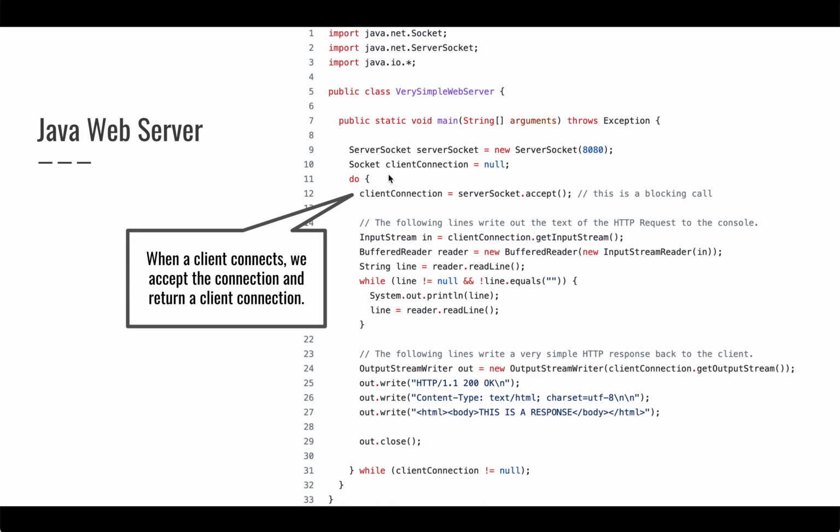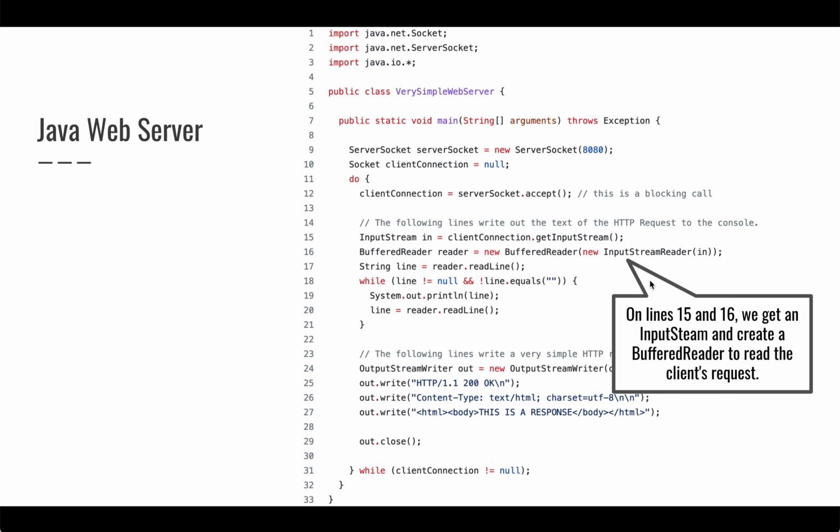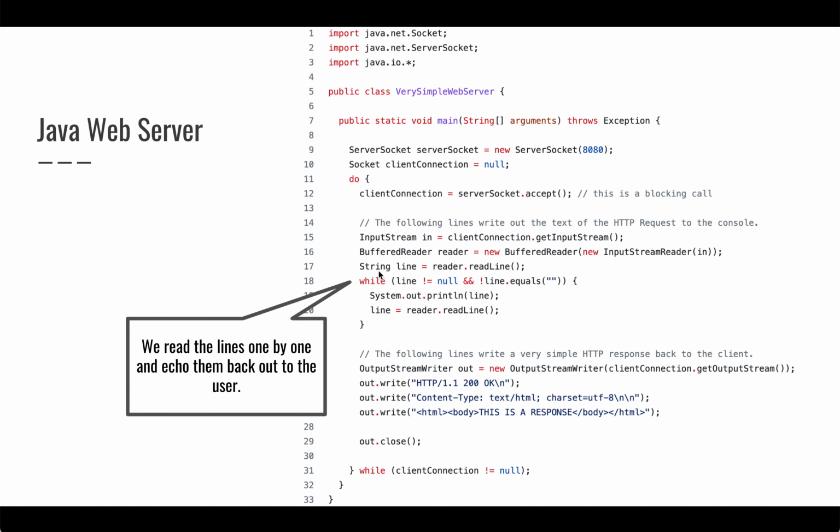The next thing we do is use a do while loop, and every time someone connects, we're going to service that connection. When the client connects, we accept the connection and get the client connection. And then from there, we get an input stream and create a buffered reader so that we can read that request line by line. So we retrieve the client connection input stream, we create that buffered reader based on that input stream, and then from there, we're going to read this line by line.